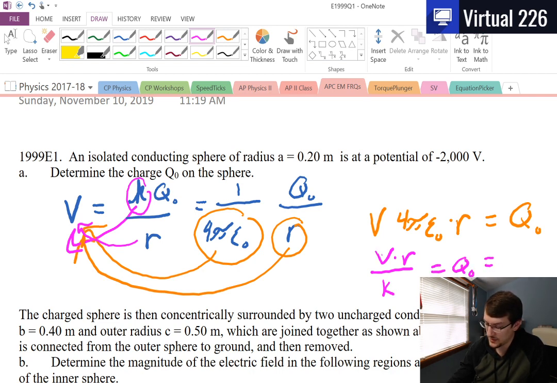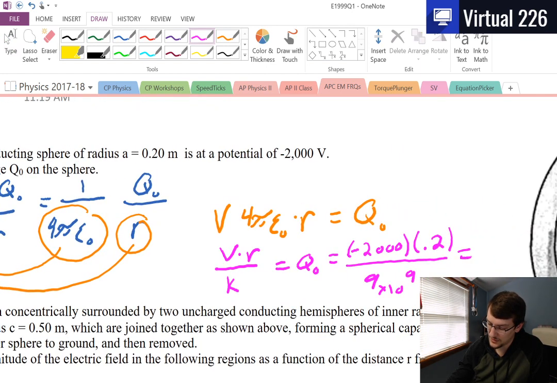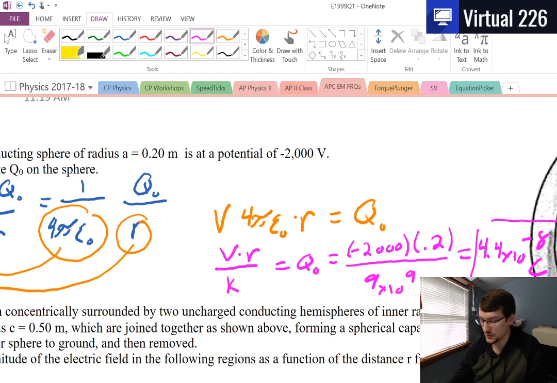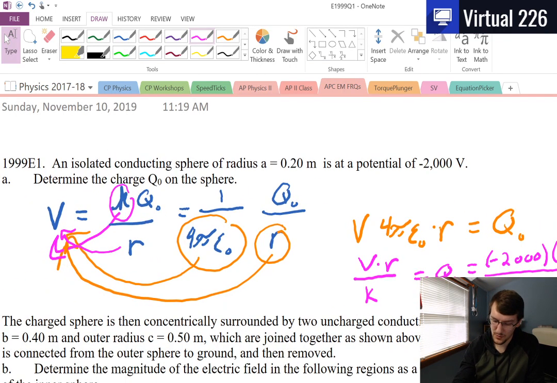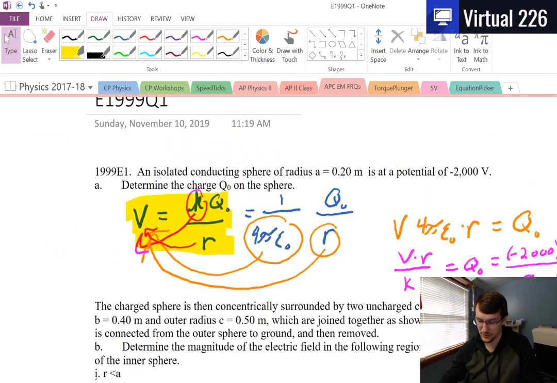When we put in values there, we've got negative 2,000, which is nice because now we know it's going to have a negative charge. The R value is 0.2 meters divided by K, which is 9 times 10 to the 9th. That gives us a Q value here of around 4.4 times 10 to the minus 8. So 4.4 times 10 to the minus 8, and that is in coulombs, C. So a quick little part A, we just had to recognize what was going on with voltages for charges. Okay, so nothing crazy there.